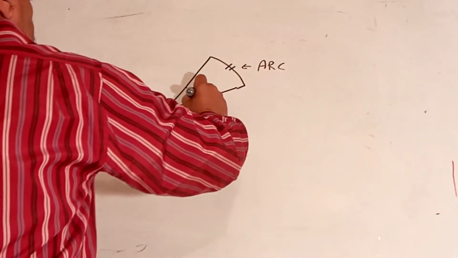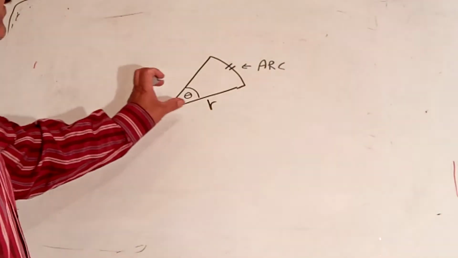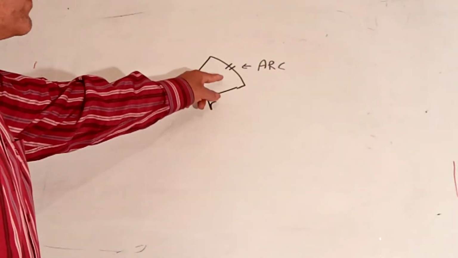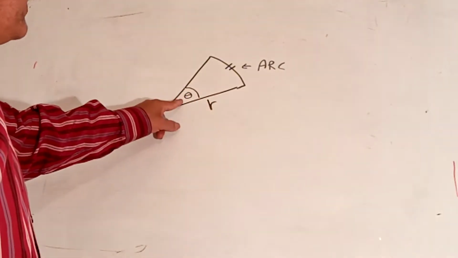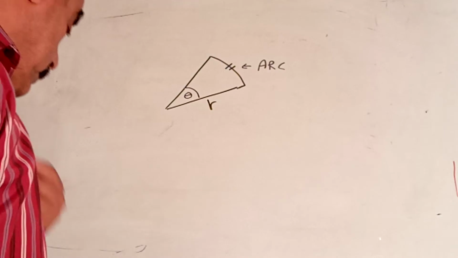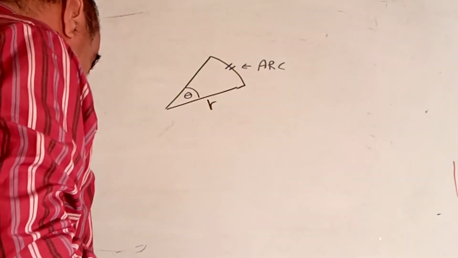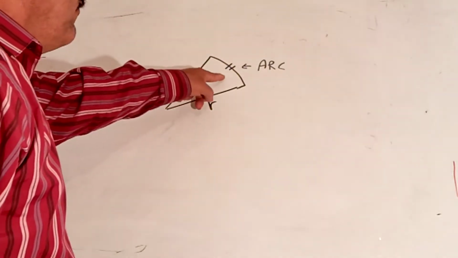And we have this angle, of course, theta. You have to know theta, because if theta is getting bigger, the arc will get bigger too. If theta is small, the arc is small. So they are proportional. And it's a very easy object, okay? So an arc is a fraction of a circle.